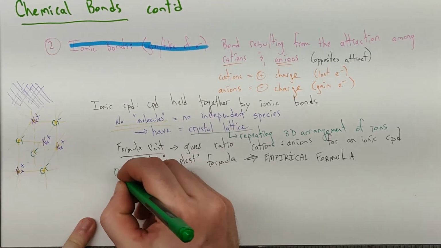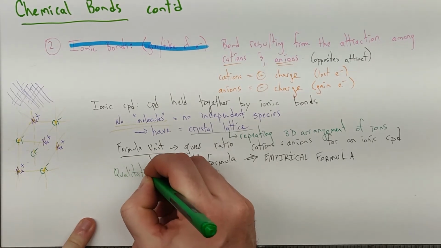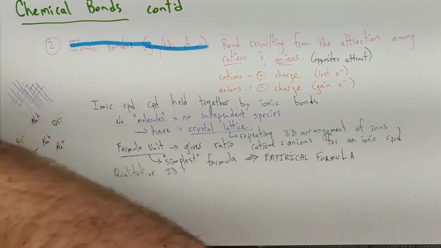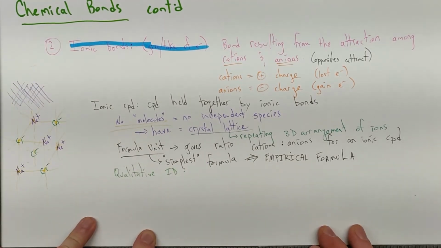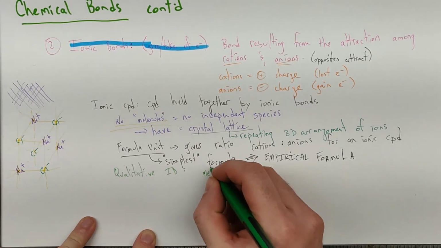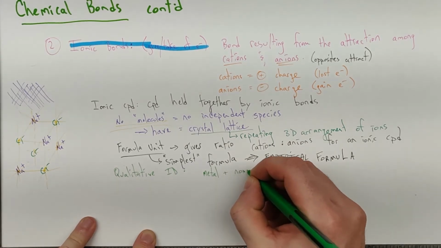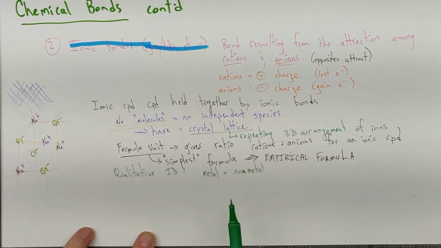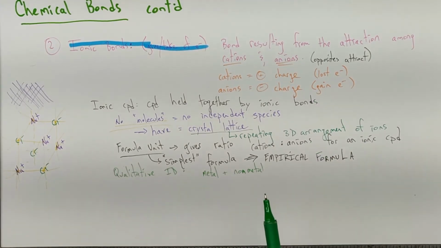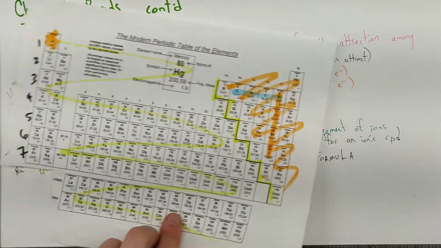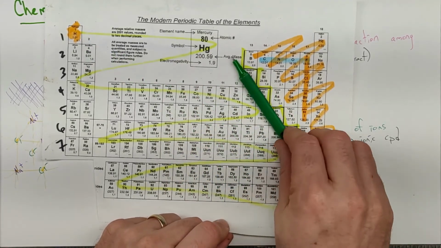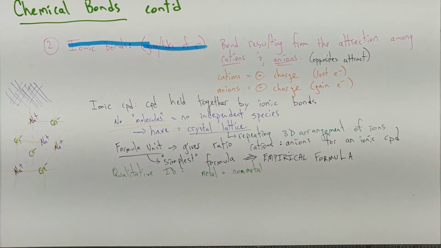Qualitative identification. Again, I'm going to abbreviate identification, ID. Qualitative identification, when we had for covalent bonds a nonmetal and a nonmetal, for ionic compounds or ionic bonds, generally we have a metal and a nonmetal. Covalent, nonmetal, nonmetal; ionic, metal and nonmetal. And I'm looking for my periodic table here. We can determine metal as one of these things left of the jagged line, except for hydrogen, or nonmetal to the right of that jagged line.